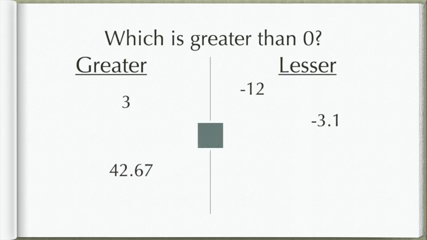42.67. It's positive, so it's greater than 0. What about 0? Is it greater than 0? No. Is it less than 0? No. I tricked you. It is equal to 0, so it is neither greater nor lesser, and neither is it positive or negative. Some people say, well, it's both positive and negative. Well, no, it's not. It's neither.